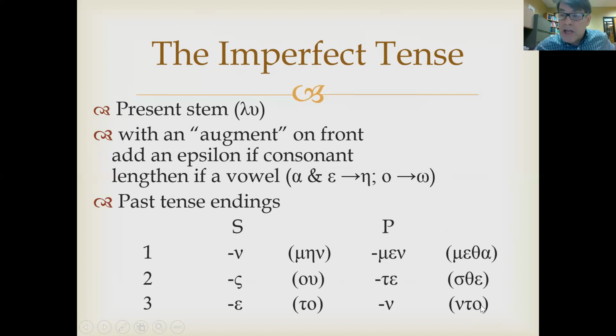Those are the four basic sets of endings. And so the imperfect tense is going to take the present stem, put an epsilon on the front, or lengthen if it begins with a vowel, and then put on this set of endings depending on the person and number, or whether it's active or middle or passive. That's how you recognize an imperfect tense.